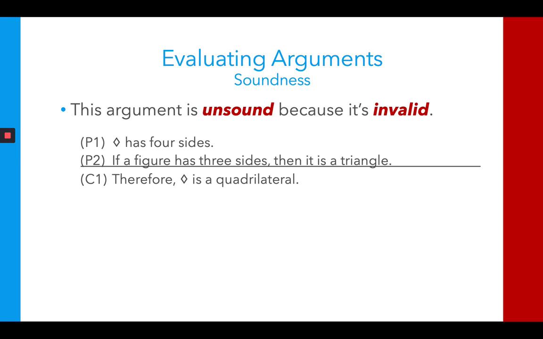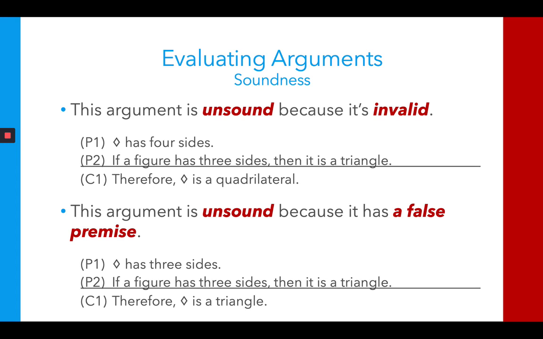Here's an argument that's unsound because it's invalid. The diamond has 4 sides. If a figure has 3 sides, then it's a triangle. Therefore, the diamond is a quadrilateral. Now, this argument has true premises. The diamond has 4 sides. If a figure has 3 sides, then it's a triangle. Therefore, the diamond is a quadrilateral. In fact, all the premises are true. The conclusion's true. But yet there's no connection between the premises and the conclusion. The premises combined don't guarantee the conclusion, and that's the problem. That's what makes it invalid.